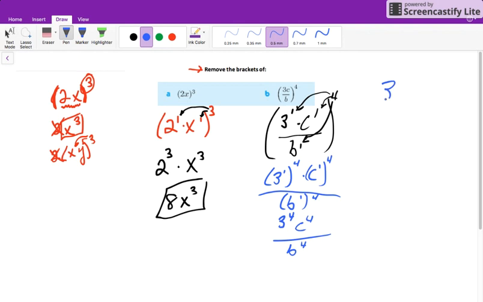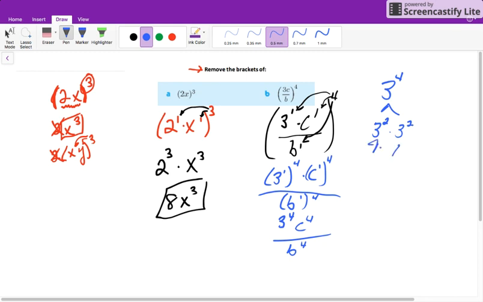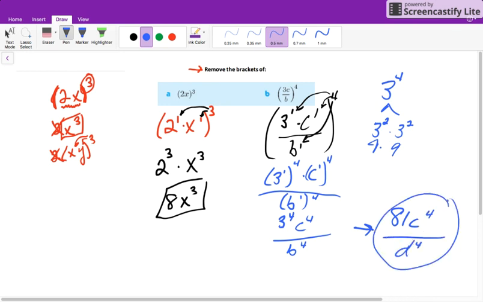If we want to do mental math, 3 to the fourth power, we can rewrite this as 3 squared times 3 squared. I chose that because you should all know what 3 squared is, and that will then give me 9. So 9 times 9 will then give me 81. So the final answer for this is 81 c to the fourth power over b to the fourth power. All right, there's nothing else that we can do, and that is it. All right, so that is it for this video.